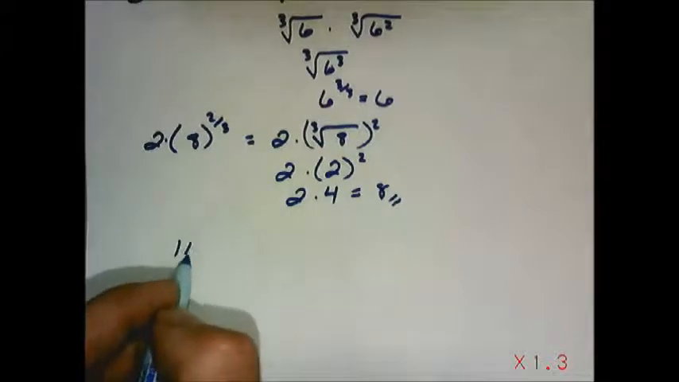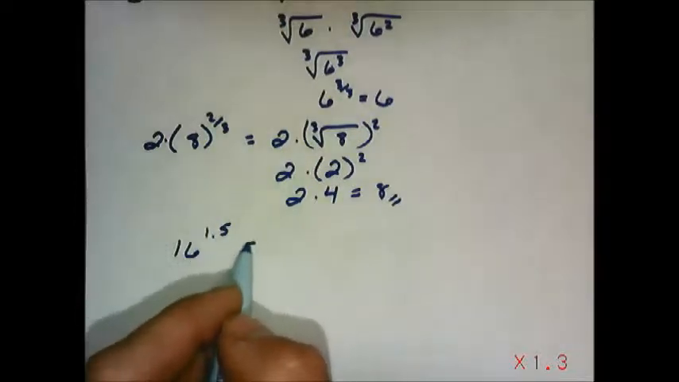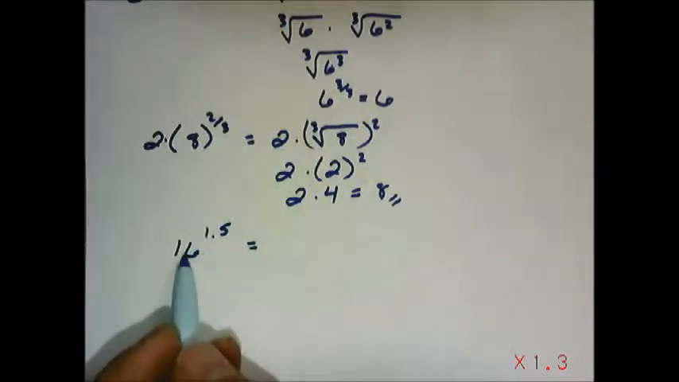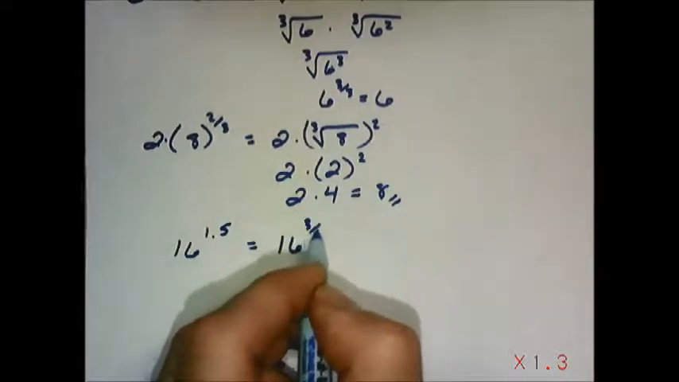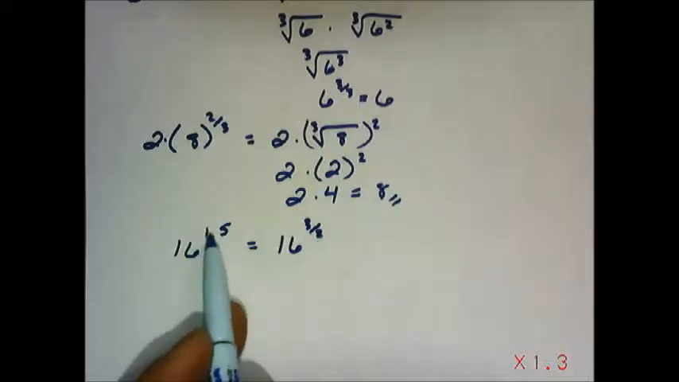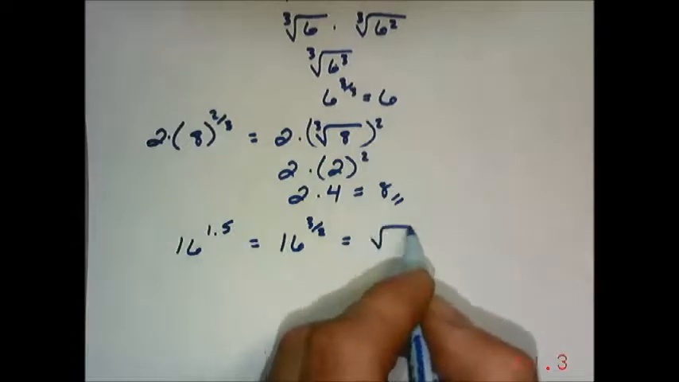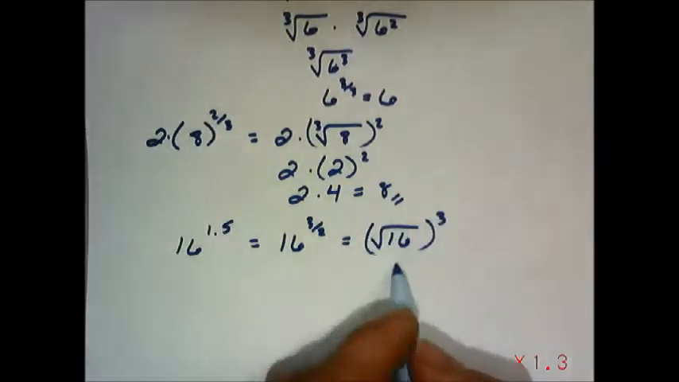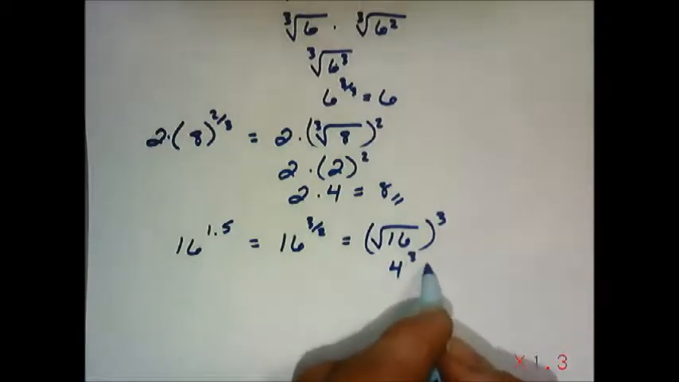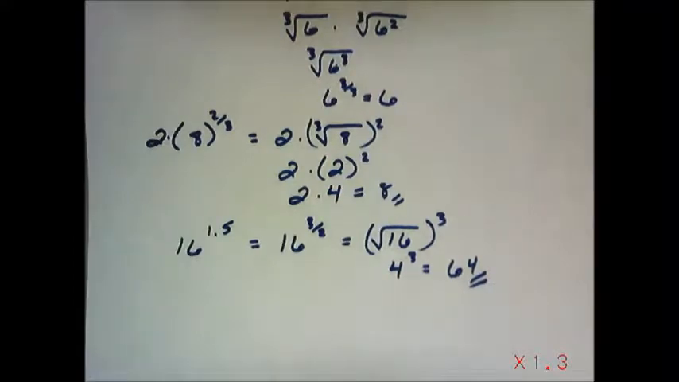Finally, let's go ahead and take a look at what would happen if we were given a decimal as our exponent. Well, if I had 16 to the 1.5, I could rewrite this as 16 to the 3/2, since 3 over 2 is the same as 1.5. Now, my problem becomes the square root of 16 to the third power. Square root of 16 is 4, to the third power gives me 64. And there's my final answer.